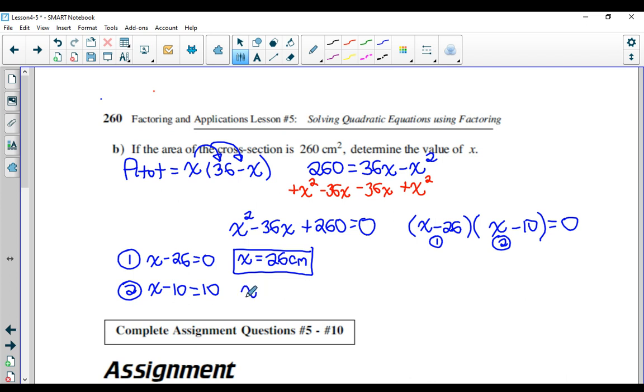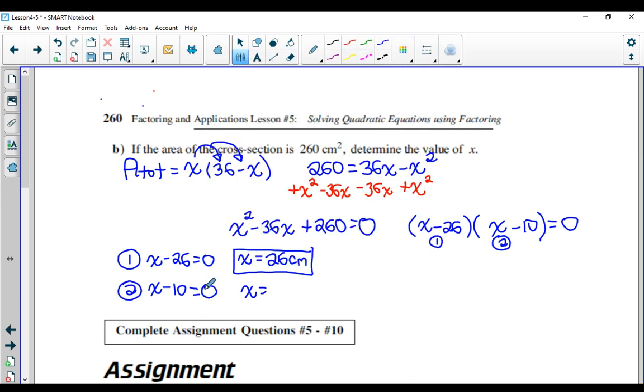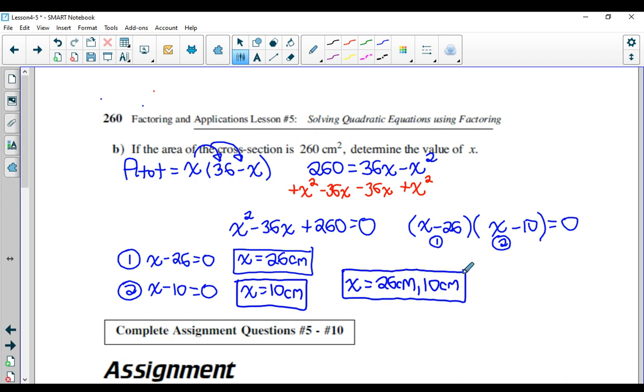Then you add 10 to both sides of the equation, and you get x is equal to 10 centimeters. So it turns out there's actually two solutions here. The value of x could either be 26 centimeters, or it could be 10 centimeters. Two possible solutions. If one of them was a negative number, then you would discard it.